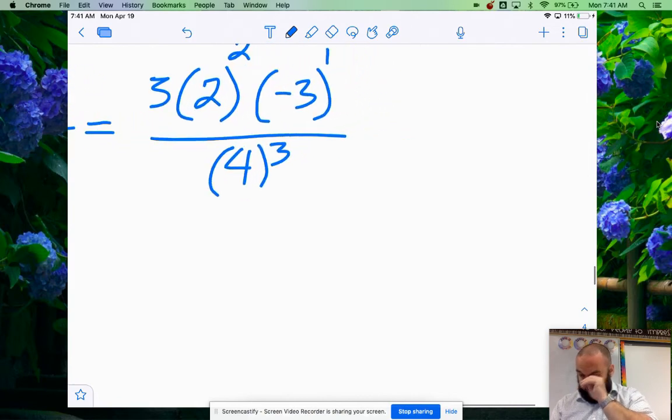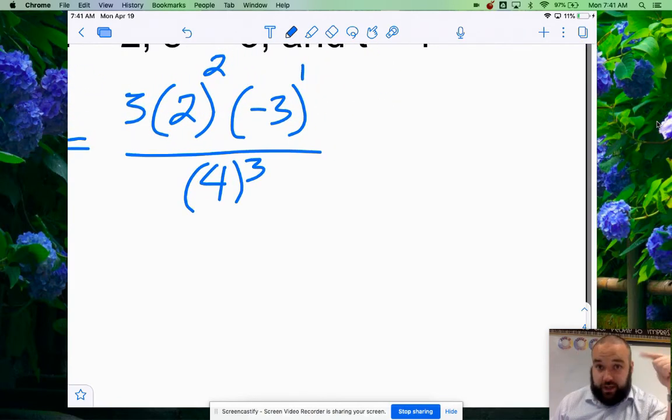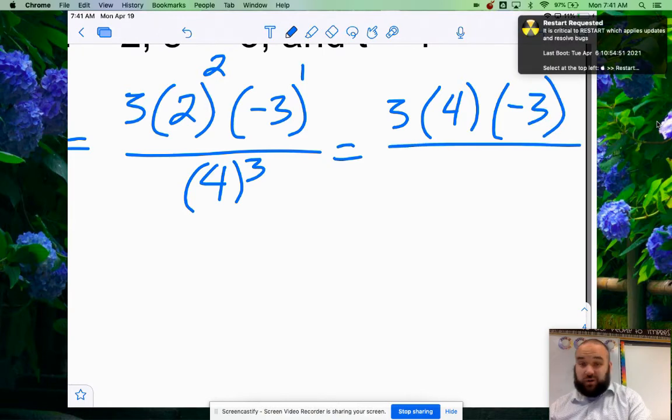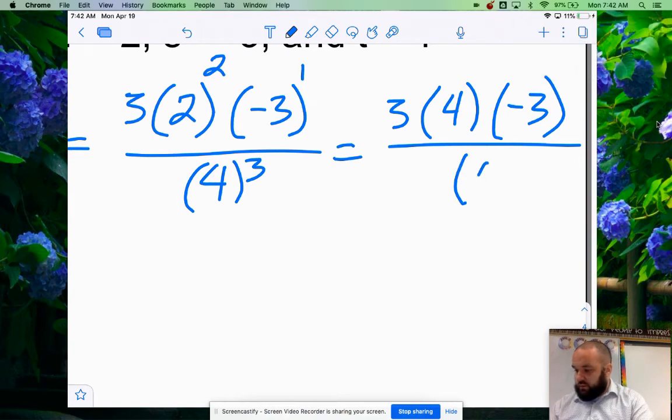Okay. So now if we do a little PEMDAS, all the exponents have to work their way out. We have to take care of the exponents before we can do any multiplying. So the 3 is still here. 2 to the 2nd power is 4. Negative 3 to the 1st power is still just negative 3. And 4 to the 3rd power isn't 12, it's actually 64. Now that the exponents are gone, I don't really need the parentheses.